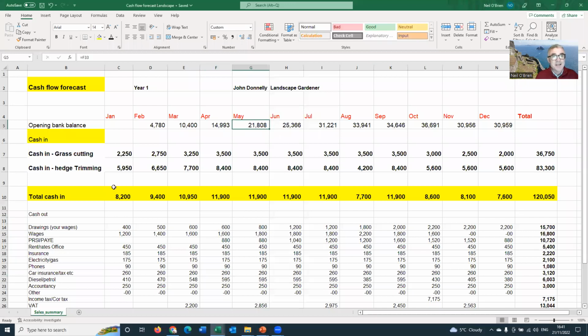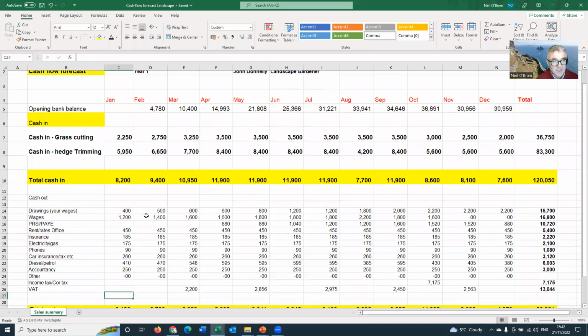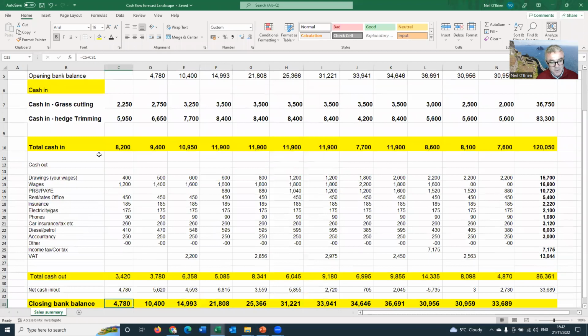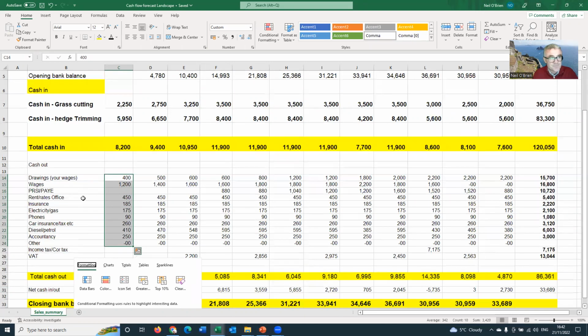I know there's a lot of detail here, but this is the spreadsheet for John Donnelly, the landscape gardener. Here are the cash in figures we were just looking at. Here's the detail of the cash out. We were just looking at a PowerPoint that had a summary of the cash out; this is all the cash out. Looking at 1 month here, you can see all the figures: his own wages, rent, insurance, etc.